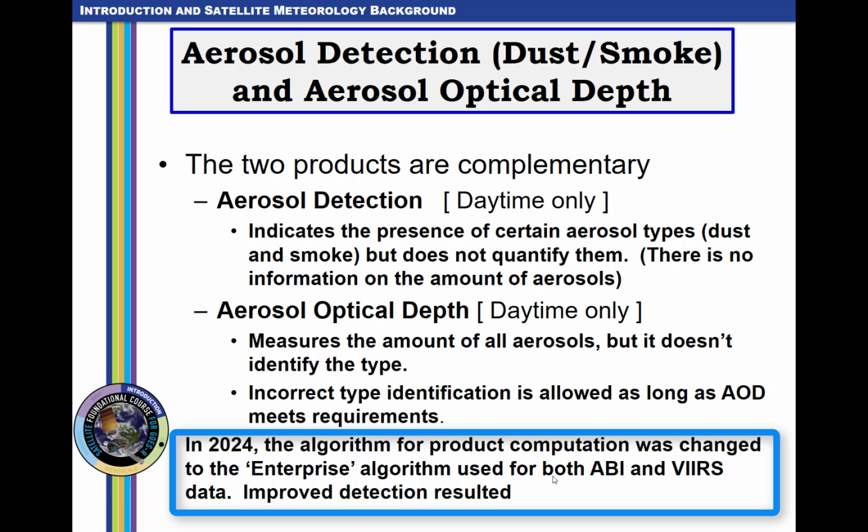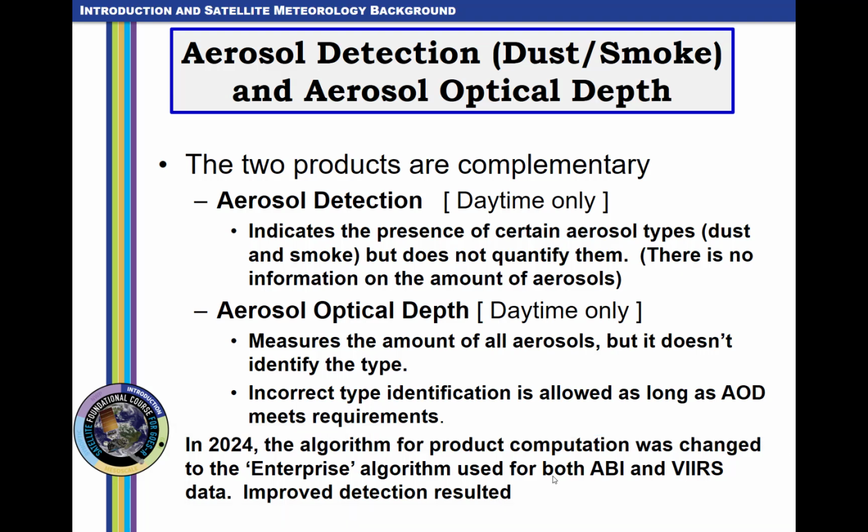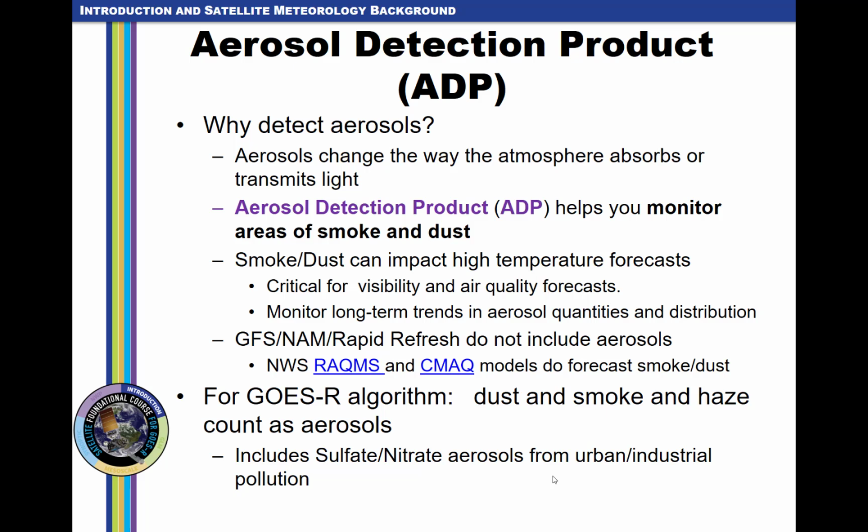The product creation was changed in 2024 to use the enterprise algorithm that works with both GOES and JPSS satellite input. Why do you need aerosol detection as available in the AWIPS menu? Aerosols affect the amount of radiation that hits the surface, which in turn will affect, for example, high temperature forecasts. Aerosol detection is important for air quality considerations and air quality forecasts.